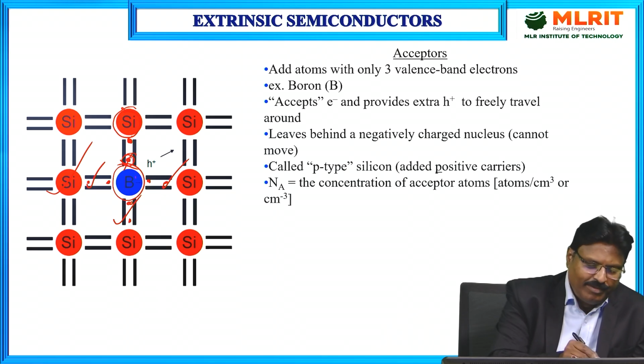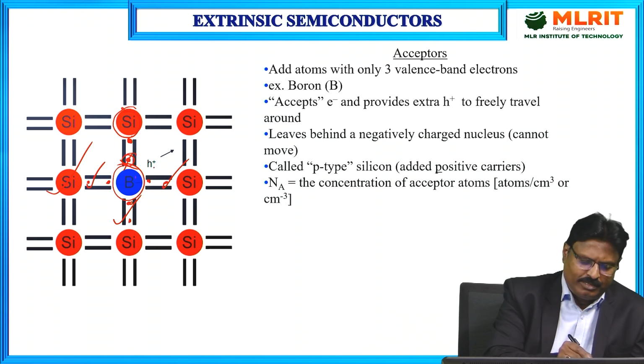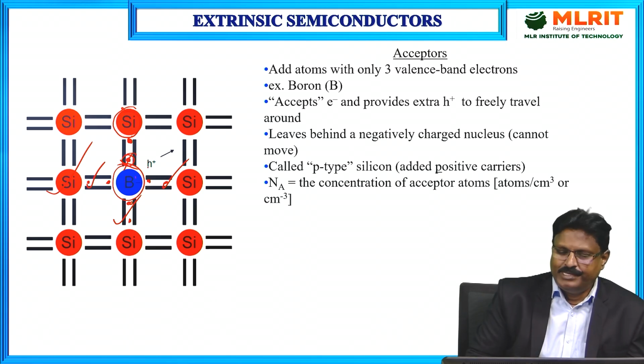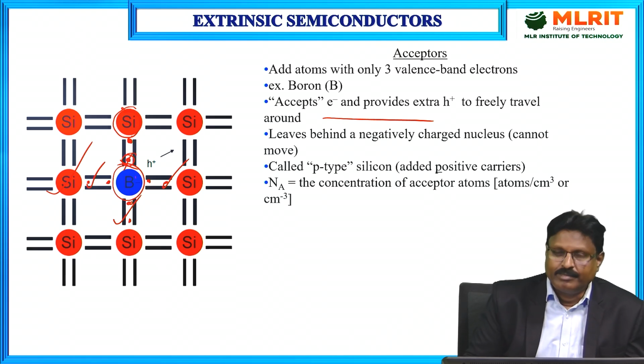So that's why here a vacancy is there, which we technically call a hole. Whenever you are doping boron, it is creating a vacant space, that is nothing but a hole. That means it wants to accept an electron. So that's why here it is called an acceptor ion.